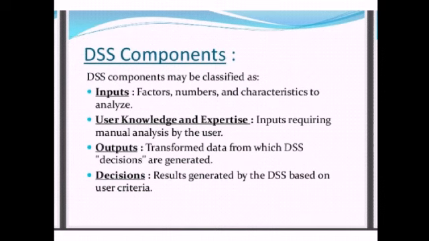Now, what are the components of DSS? The components of DSS are, first one is inputs. Inputs are factors, numbers and characteristics to be analyzed. Second component is user knowledge and expertise. Inputs requiring manual analysis by the user are known as user knowledge and expertise. Outputs. The transformed data from which DSS decisions are generated. It means the data from which DSS software provides decision alternatives for the user.